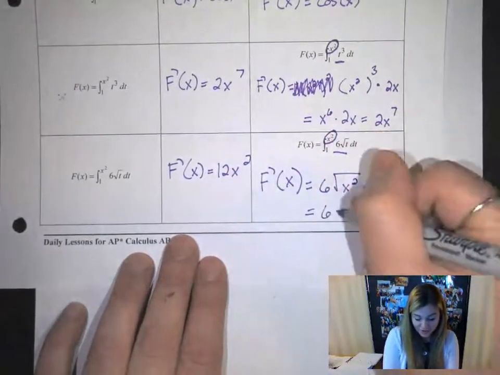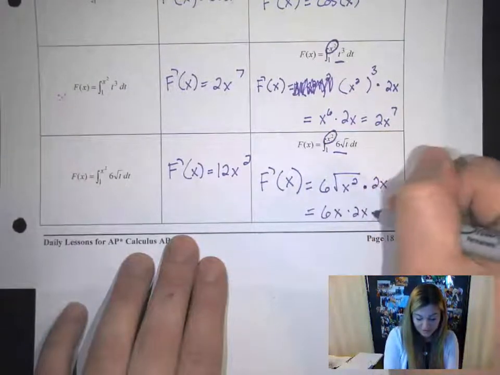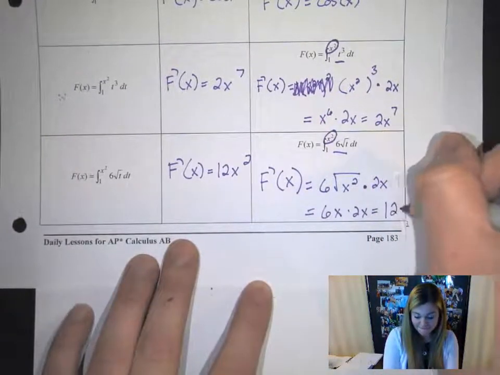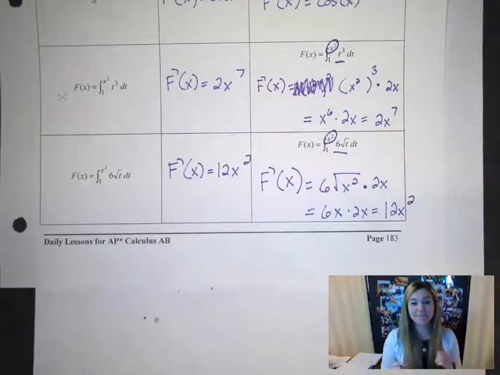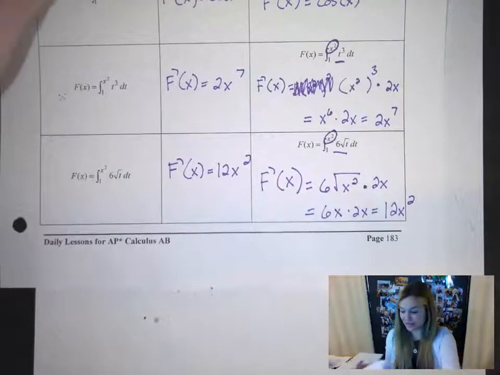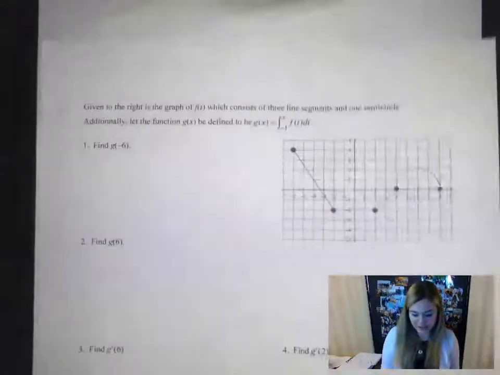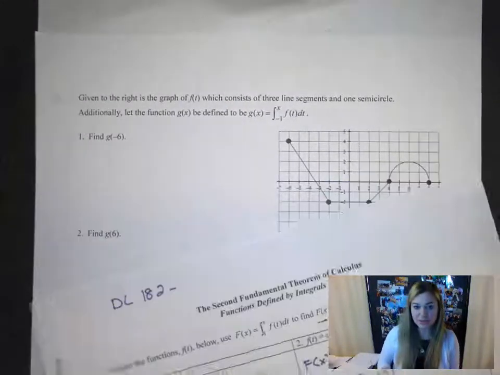6, the square root of x squared is just x. Ta-da! Okay, let's use it a little bit. So, if I'm going to go on to page 184, and I think actually this is the last one I'm going to do for today. So 182 to 184.